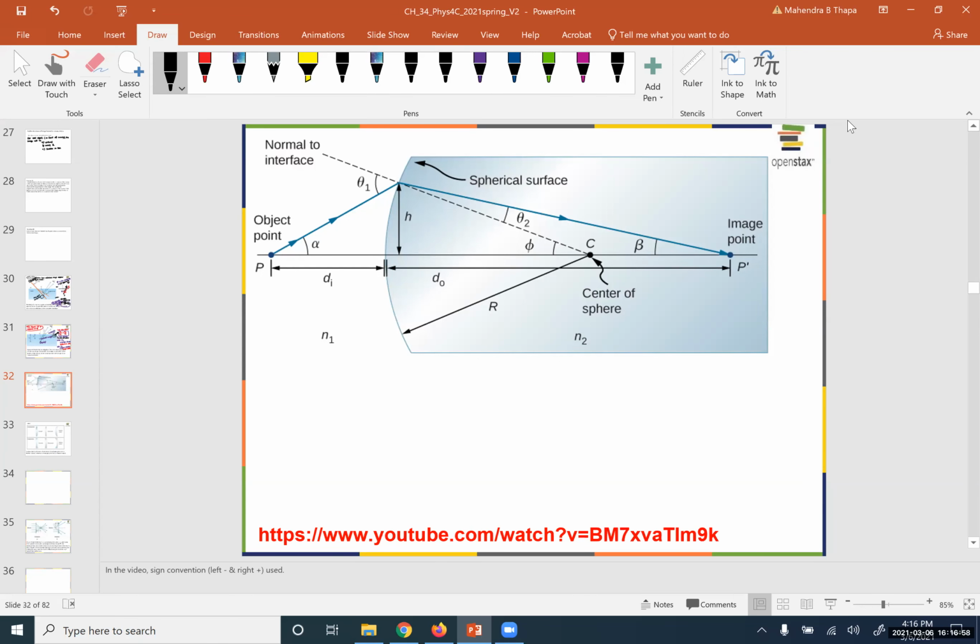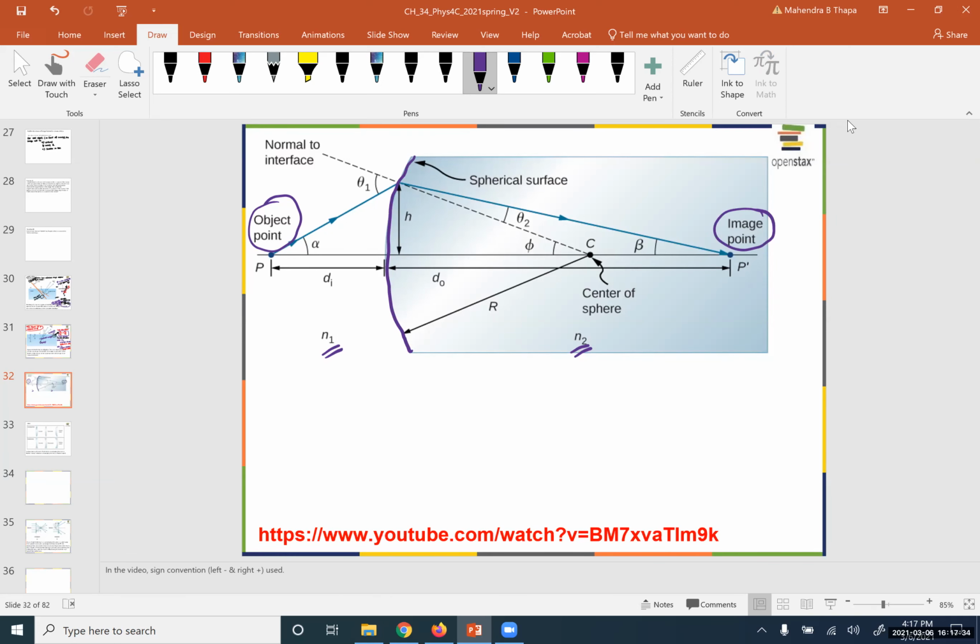Okay, so let's see. In this case, P is the location of the object point. This is the first medium. Say the medium on this side has a refractive index N1, and the medium with the spherical surface has the refractive index of N2. This is the object position, and in this picture, this is the center of the sphere. We assume that this is a spherical part of the sphere. And this is the image point.